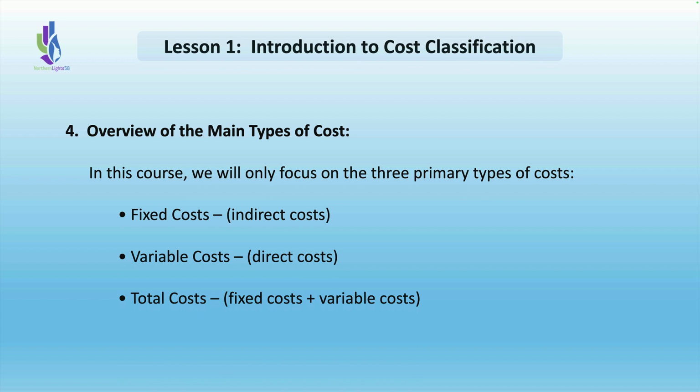Overview of the primary types of costs. Now, our focus in this main course will be on 3 types of costs. Fixed costs, also referred to as indirect costs, variable costs, otherwise known as direct costs, and total costs, which is a combination of fixed and variable costs. Understanding these categories will be particularly important for small home business owners to grasp how different expenses affect their business operations and financial health.